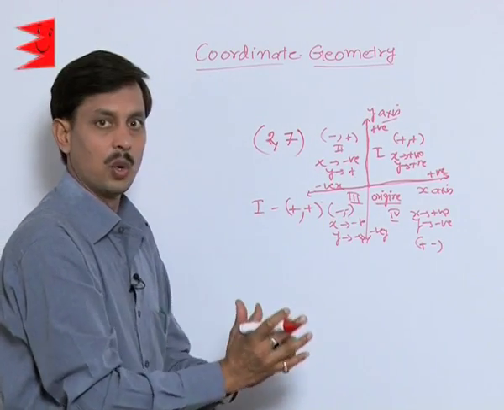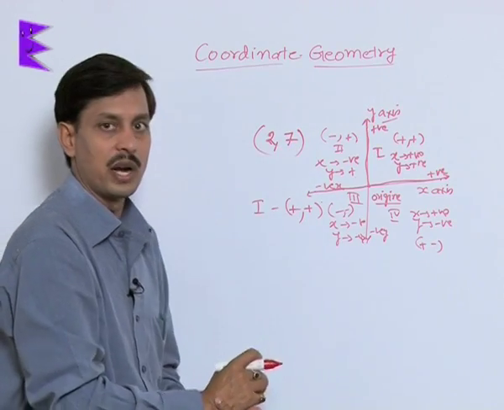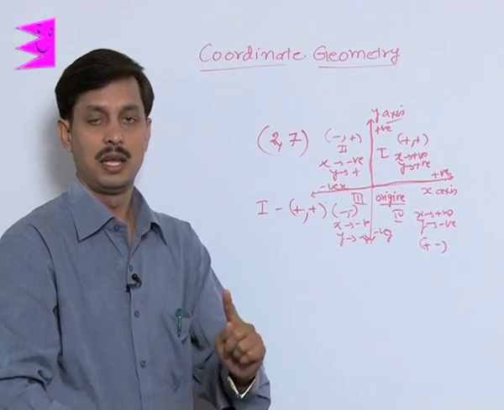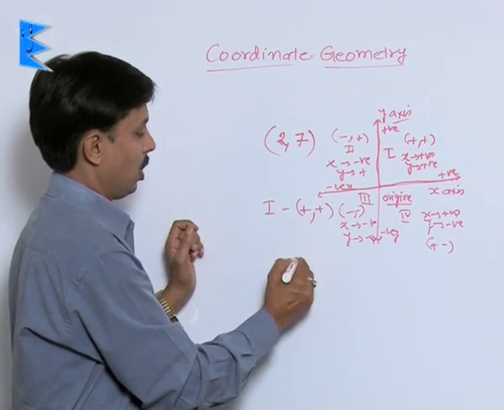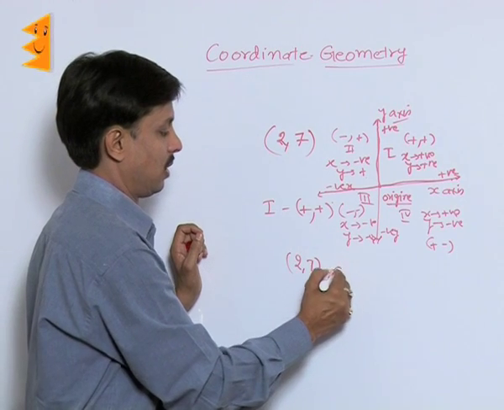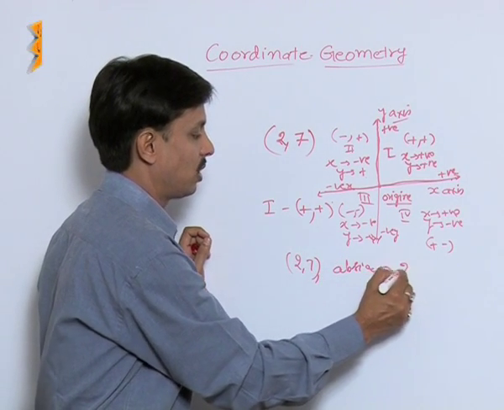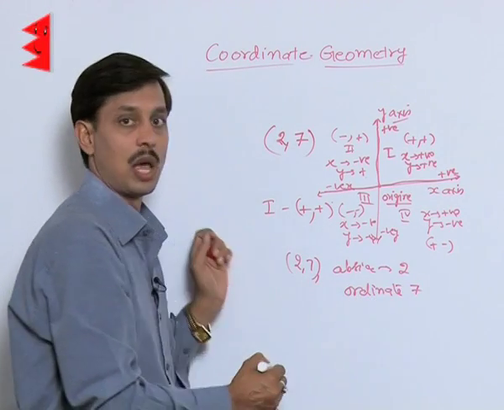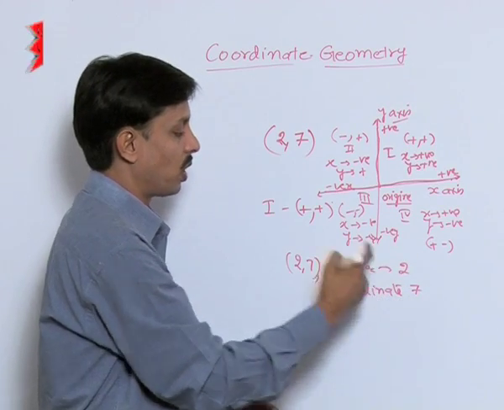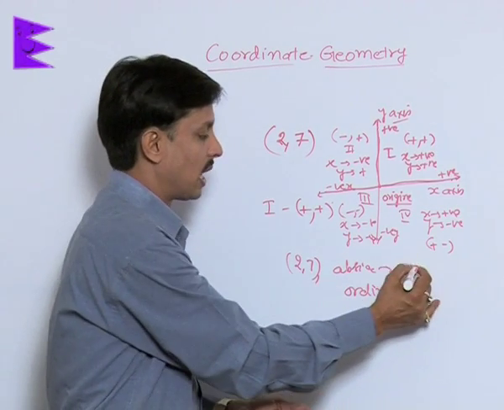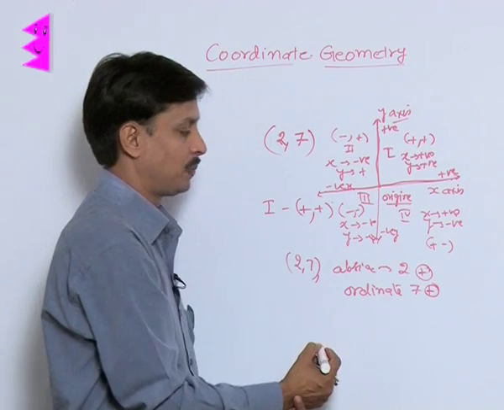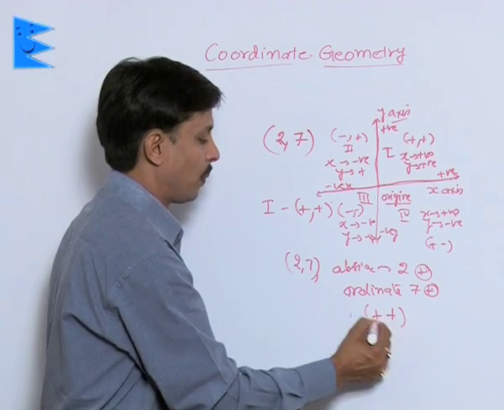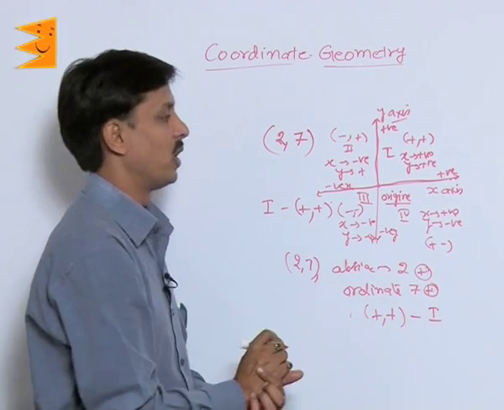So if I ask you in which quadrant (2, 7) lies: 2 is the value of x. The value of x is known as the abscissa. So for (2, 7), the abscissa is 2 and the ordinate is 7. Both are positive. If the abscissa is positive and the ordinate is positive, so positive, positive lies in the first quadrant.